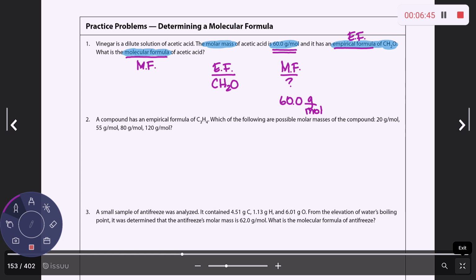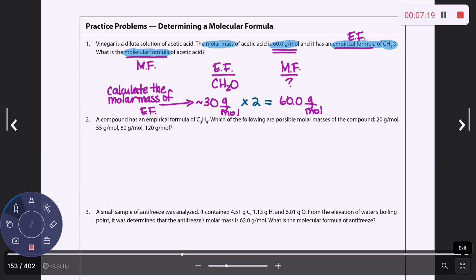So what you have to do is calculate the molar mass of the empirical formula. And we're going to put that right here, okay? So this is going to be 12 for carbon. You've got 2 hydrogens, so that's 2, so there's 14. 14 plus 16 is going to be 30, so this comes out to be around 30 grams per mole. Okay? What do I multiply 30 by to get to 60?